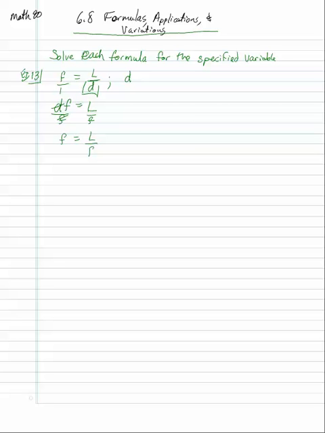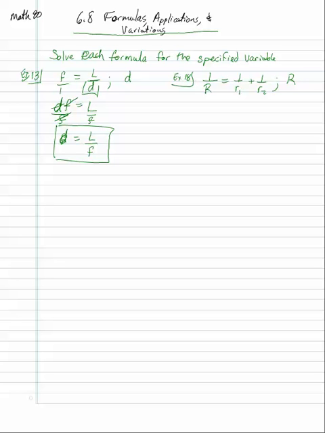Wait a minute. Oops, the F's are going to cancel, so I'm going to get D equals L over F. Sorry about that. And now I'm done because I got the D all by itself.